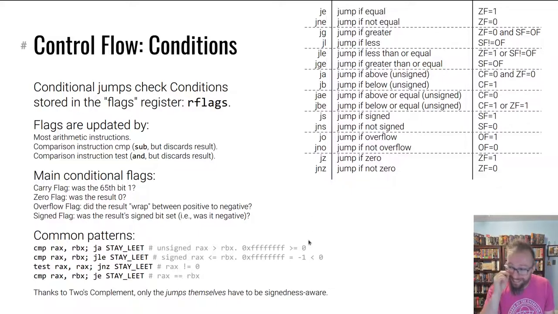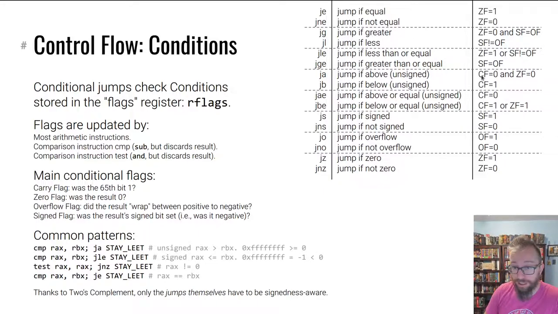And this is more or less, for the most part, the only place where signedness actually matters. I mean, there's other cases, of course, but this is the biggest one. Signedness is checked by using the right jump, not even the right comparison, but the right jump for the right data type, whether it's signed or unsigned.